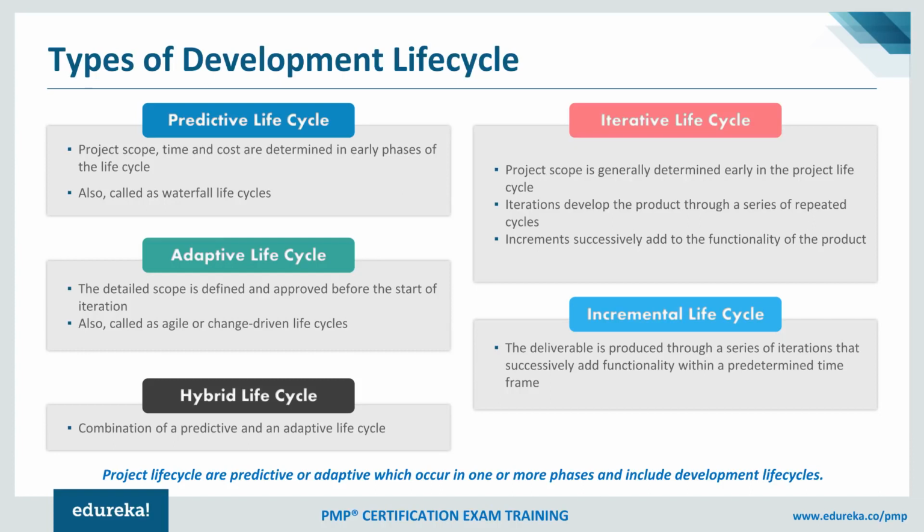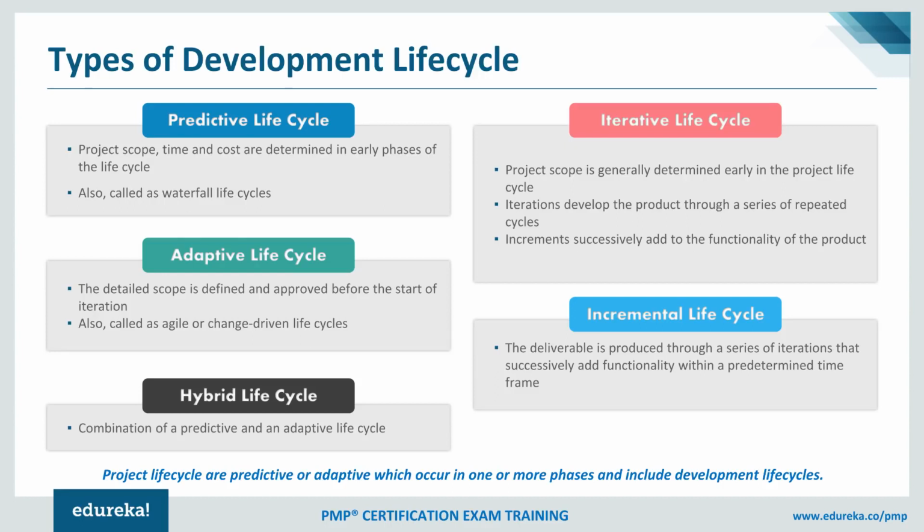So this is how we go on building over the increments that are produced out of these iterations in a successive fashion. Incrementally, when we work in an incremental life cycle, deliverables here are produced through a series of iterations. So in both the cases, you'll find one thing common is iterations. So in iterative life cycle, we build it in cycles. However, in incremental life cycle, we build on the previous chunk, or we build on the previous increment of the product.